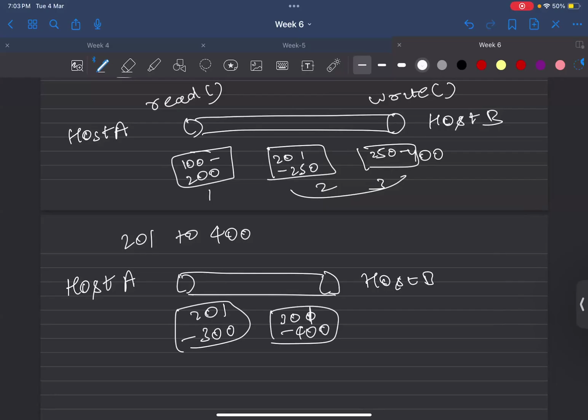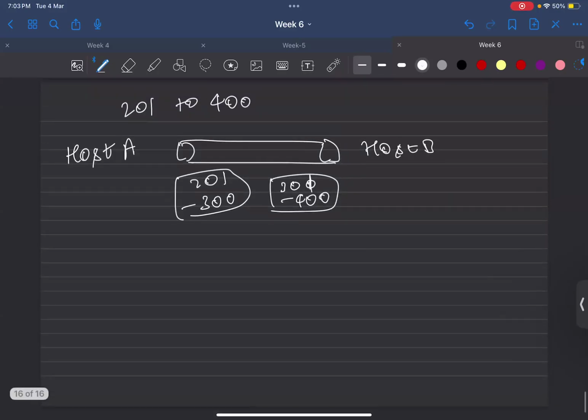Message boundaries, these divisions, they are not preserved. Is it clear? Yes, class?